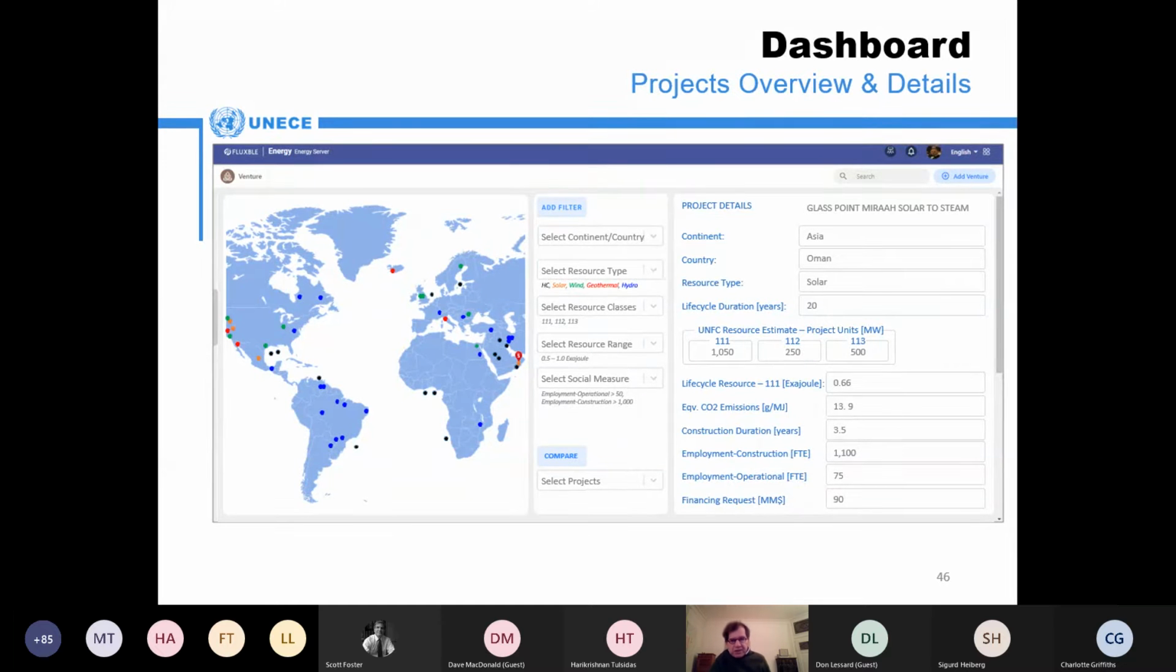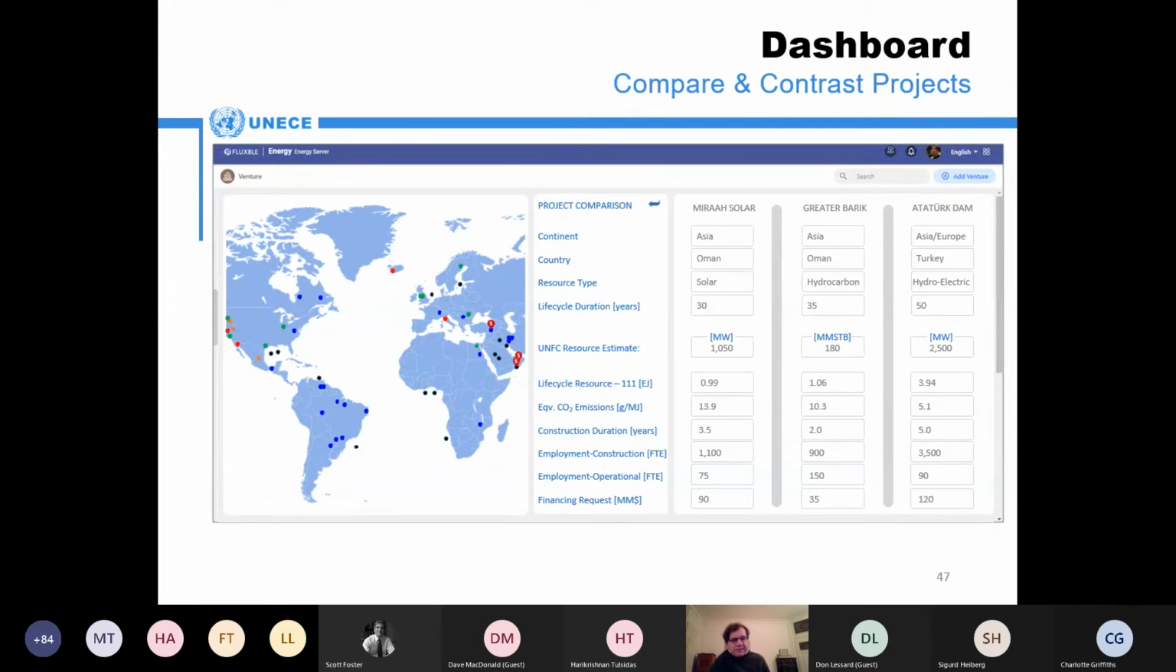Then you can look at one project, you click on this and you can see the details, where it is, what's the duration of the project, what resource type, what categories it has in terms of the resource estimates in the different UNFC categories. You can look at the total life cycle resource in terms of how much energy it delivers, what is the equivalent of the CO2 emission, what's the duration of the project to build, what's the number of people employed for the construction phase, then for the operational phase, and the total finance needed. You have more volumes there. Anything that's in a database, you can display here. Next slide.